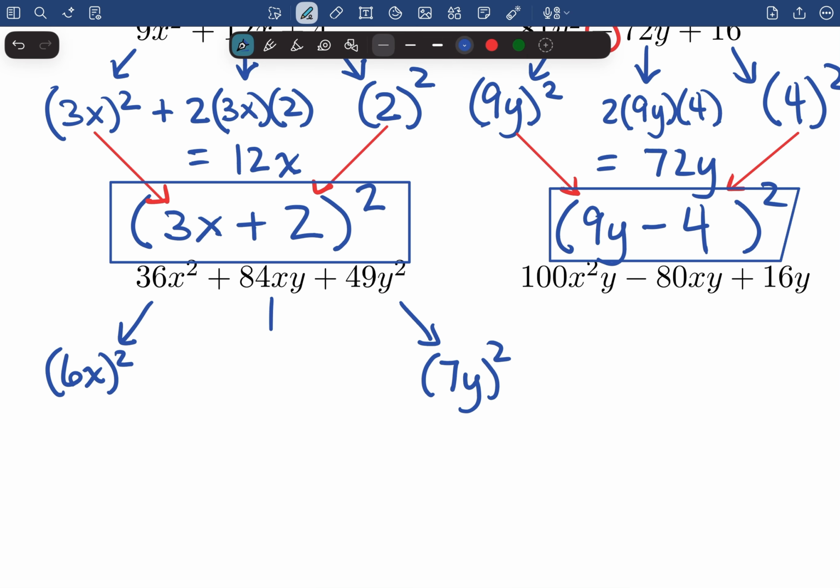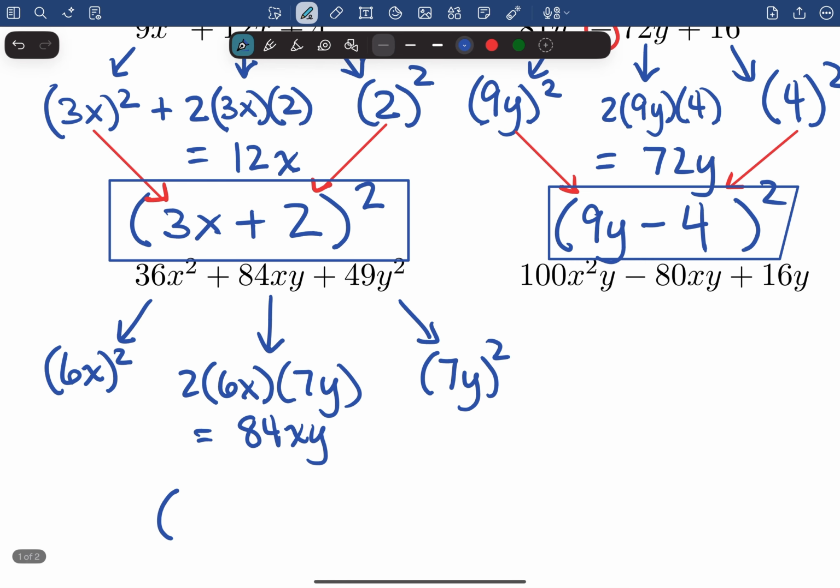Now, let's check the middle term and say, well, is that 2 times a times b? In this case, 2 times 6x times 7y. And 2 times 6x is 12x, and 12x times 7y is 84xy. Yes, this is true. It checks out. So let's go ahead and factor this perfect square trinomial. We've just discovered it is a perfect square trinomial, so I write a binomial, and in the binomial, I place 6x and 7y, and I put addition between them, and I square it, and I'm done.